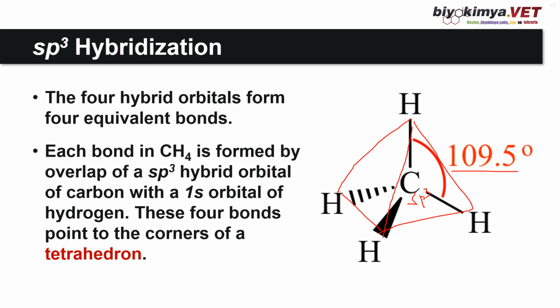Now we can explain the observed bonding in methane. All 4 carbon-hydrogen bonds in methane are sigma bonds. These bonds are sigma bonds because the electron density is concentrated on the axis joining carbon and hydrogen.